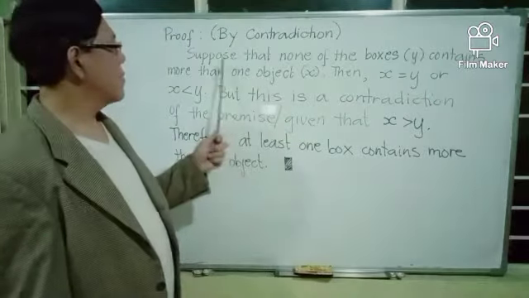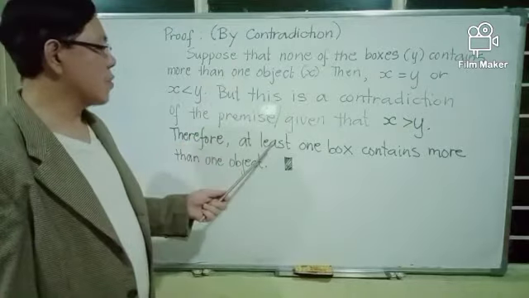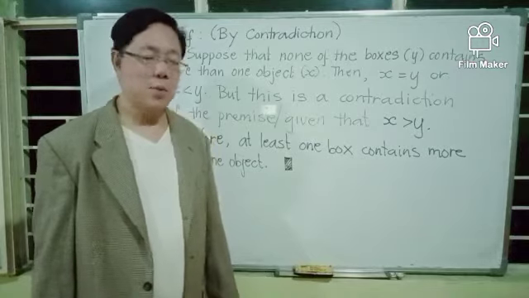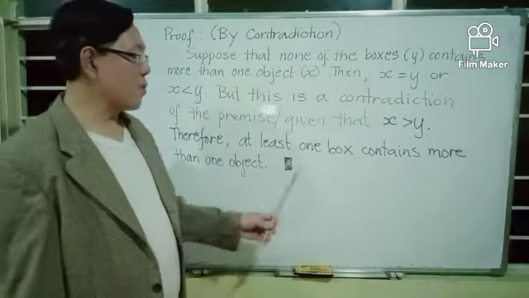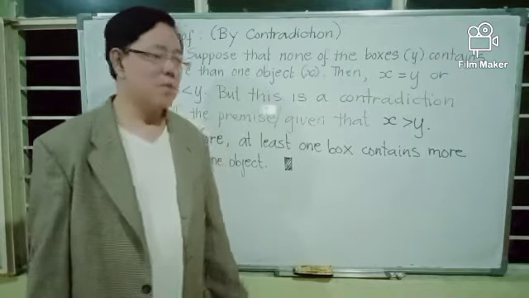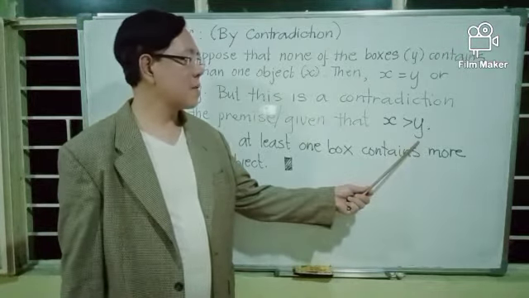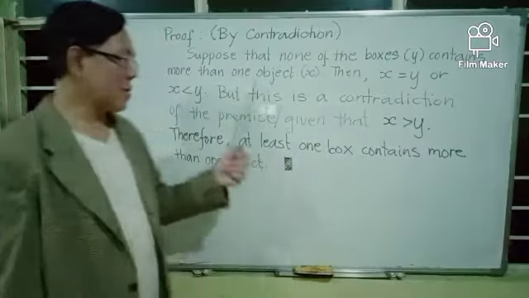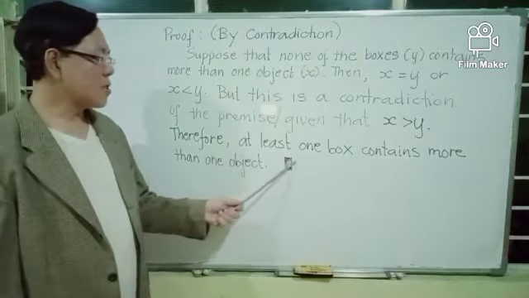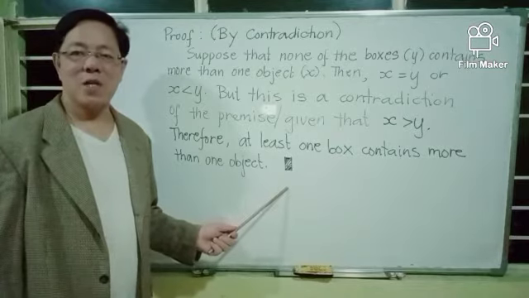Therefore, if this assumption or statement leads to a contradiction, then the conclusion of the Pigeonhole Principle must be true, that at least one of the boxes contains more than one object if the number of objects is more than the number of boxes. And this completes the proof of the Pigeonhole Principle, the proof by contradiction. The shaded box is placed at the end of a proof to indicate that the proof is completed.